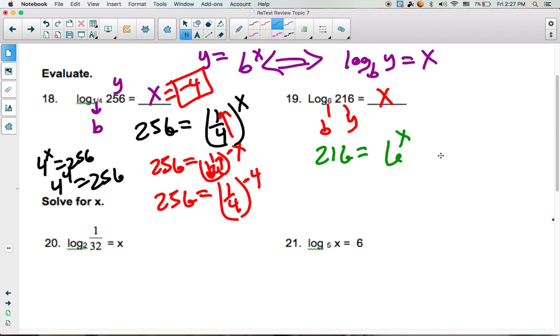And if you want, you can just take your calculator and go 6 times 6 is 36. And take 36 times 6, and that gives you 216. So we had to multiply 6 times 6 times 6, 3 times. So we know that x is equal to 3.